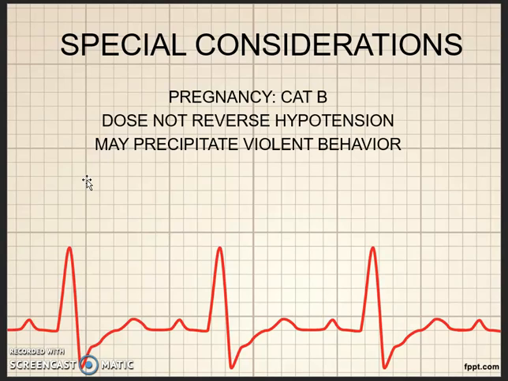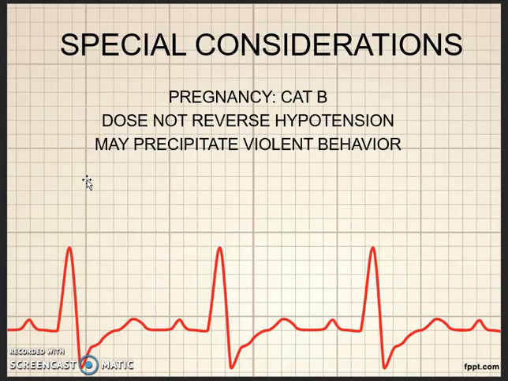Something to remember here: many of your opioid drugs, such as morphine, can cause hypotension. Narcan will not reverse the hypotension, only the respiratory effects. So you may follow your local protocols as far as reversing hypotension, probably with fluids or possibly Benadryl.